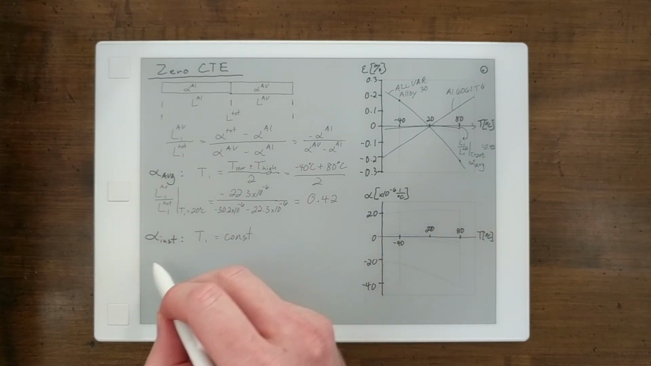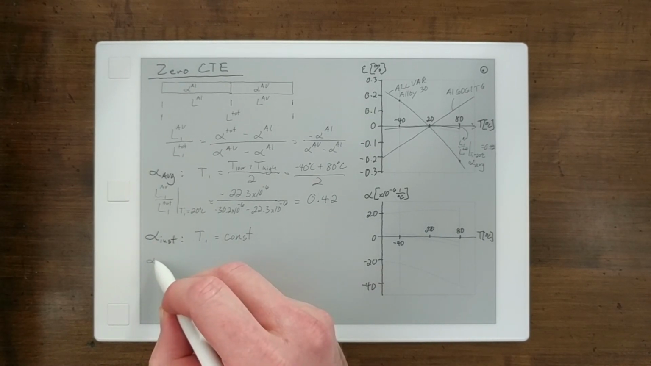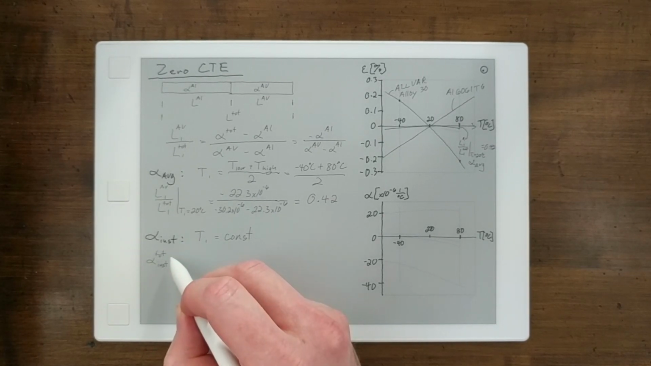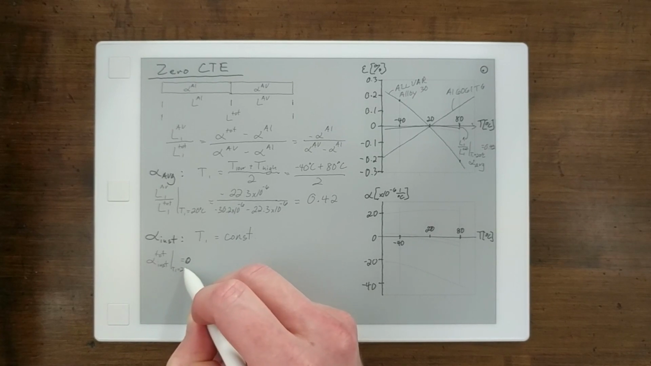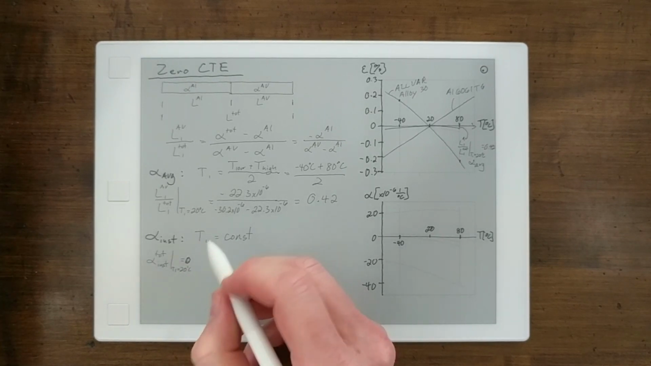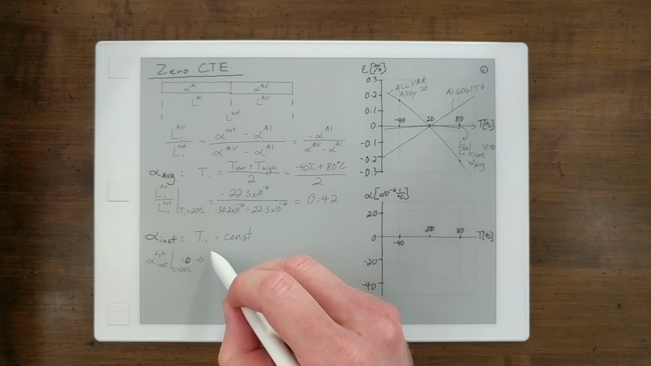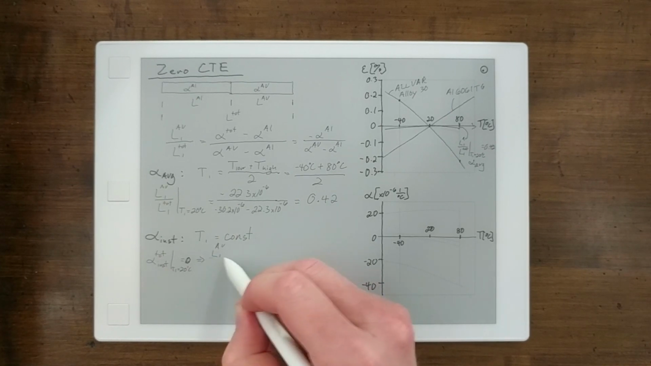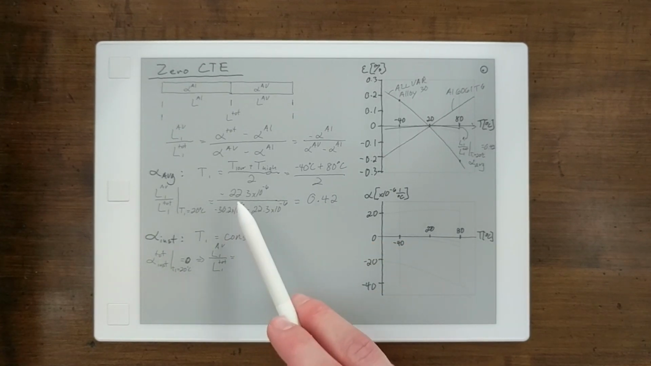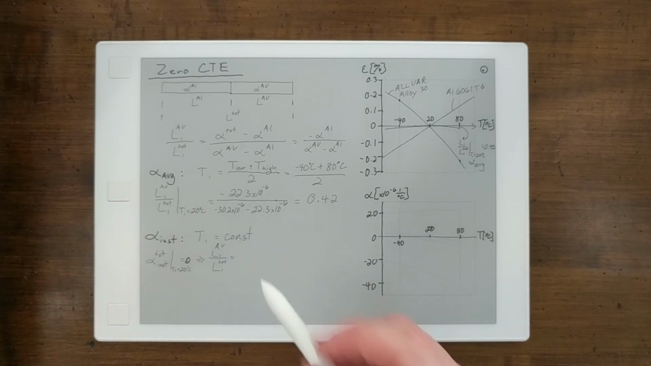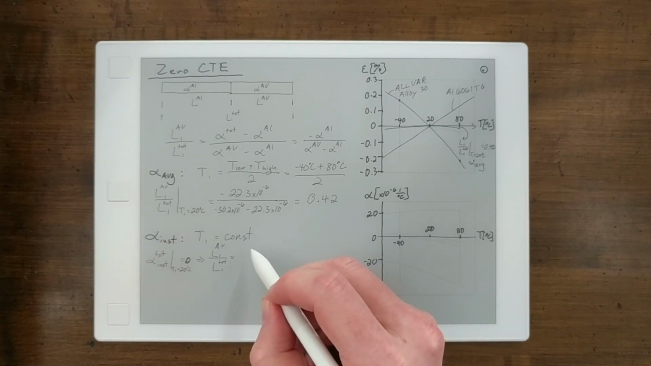So if I wanted to set alpha total instantaneous equal to zero at T1 equal to 20 degrees Celsius, then I would use L1 ALLVAR divided by L1 total and use the instantaneous CTE instead of the average CTE here. And it comes out to something quite similar.